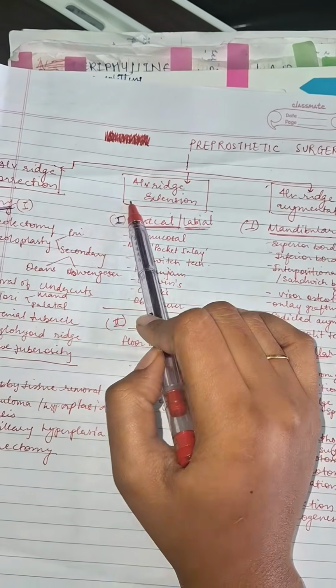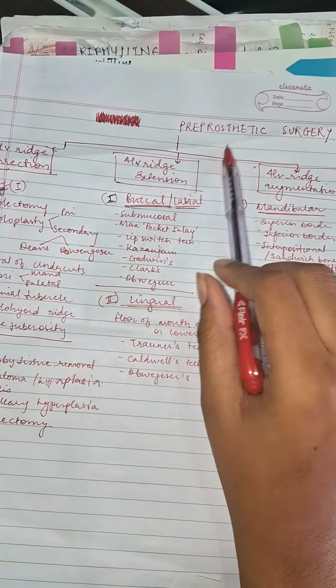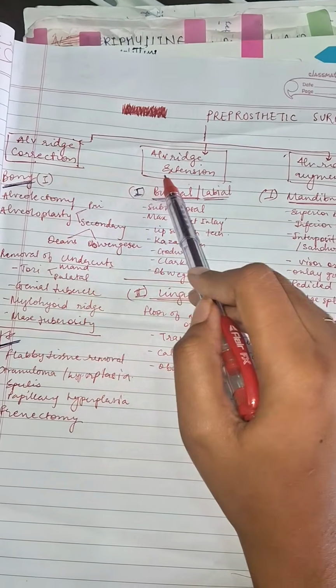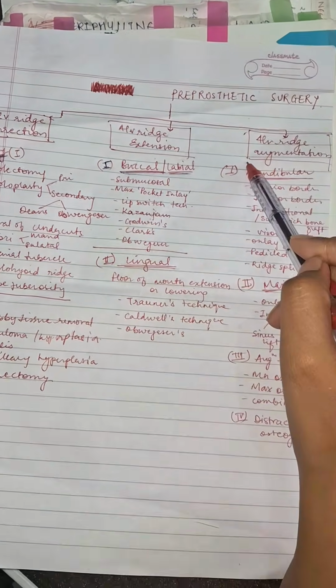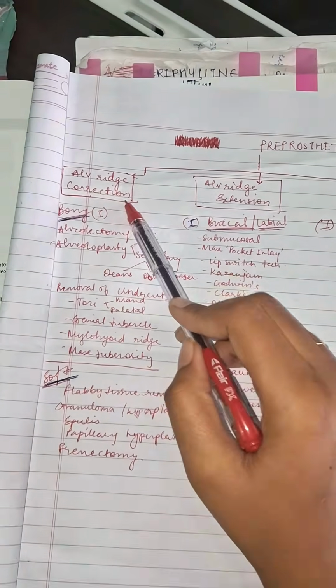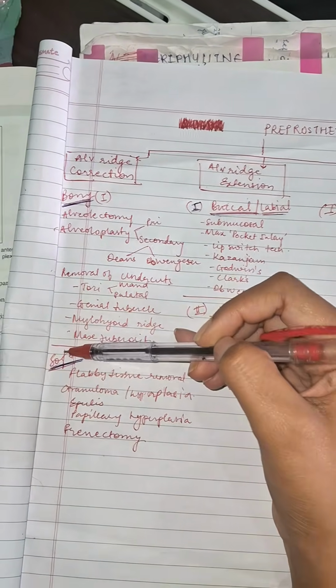So the three basic procedures, the main procedures we carry out under preprosthetic surgery, are alveolar ridge correction, alveolar ridge extension, and alveolar ridge augmentation. Let's see one by one. So in alveolar ridge correction, we have bony surgeries and soft tissue surgeries.